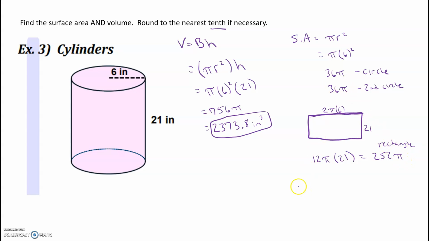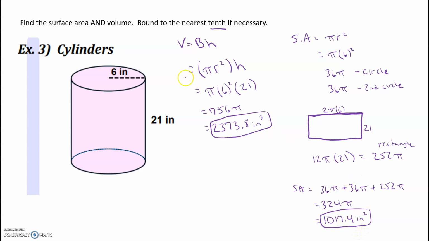And now we can add them all up. So we have our surface area is 36 pi plus 36 pi plus 252 pi. So I've got 324 pi, and again it said round to the nearest tenth, so we're going to do 324 times 3.14, and I get, again rounded to the nearest tenth, 1017.4 inches squared, because we're talking about surface area.